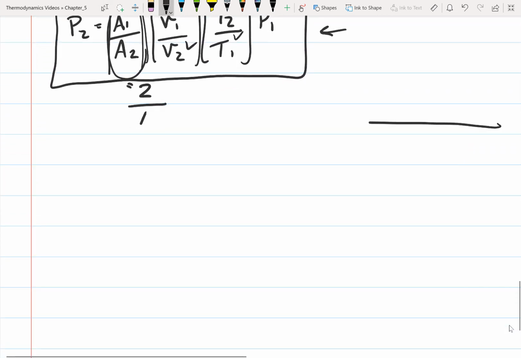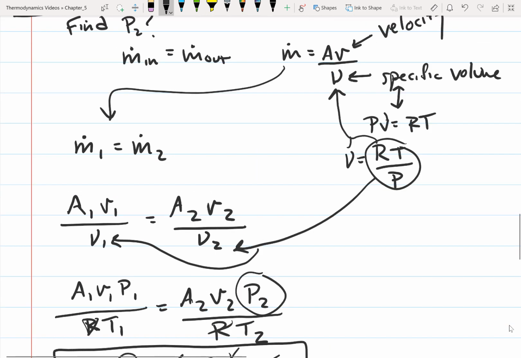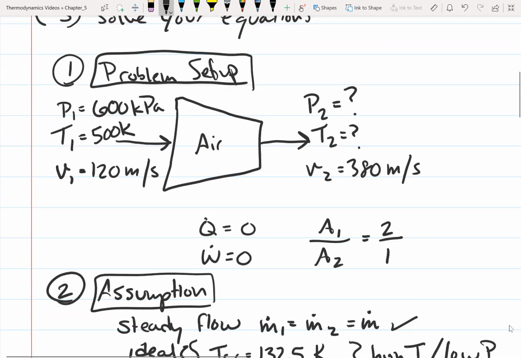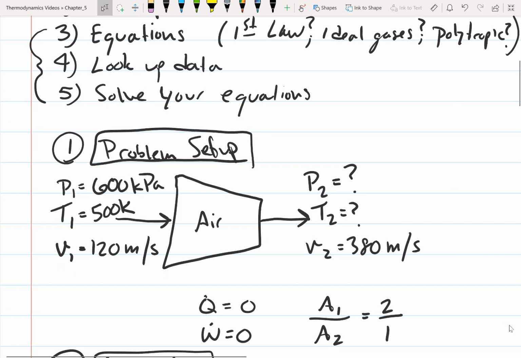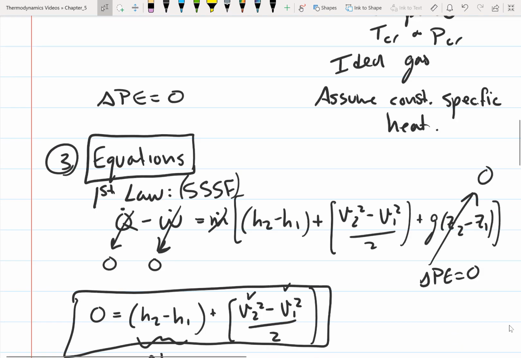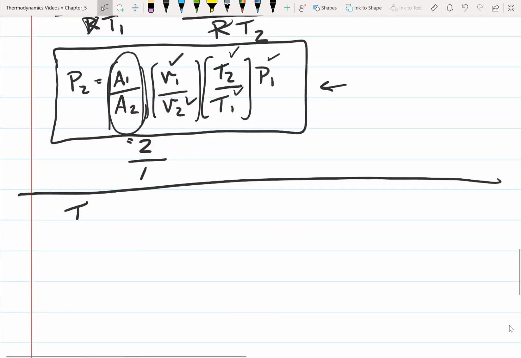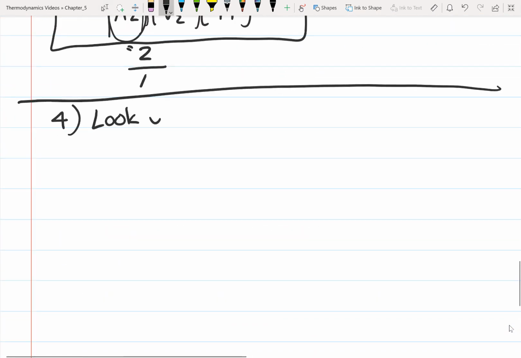So let's go down here and start working on this, since we have all of our equations now. Actually, let me go back up here and see what I called this: look up data, solve your equations. So let's do this together. I'm going to go down here, and I'm just going to call this data. So let's rewrite our equation.